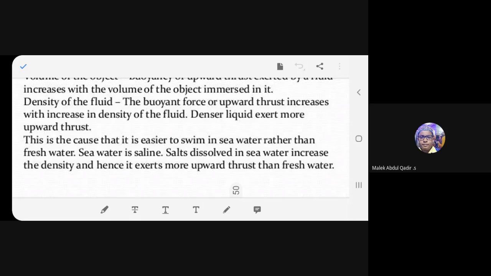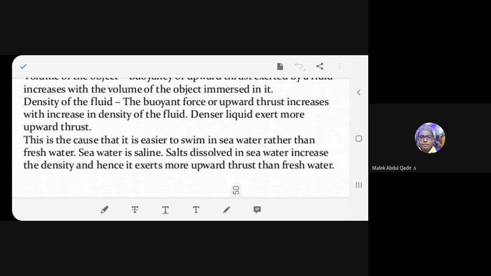Easier to swim in seawater rather than fresh water. Seawater is saline. Salt dissolved in seawater increases the density and hence it exerts more upward thrust than fresh water. This is the reason that we can swim in seawater more easily as compared to fresh water.